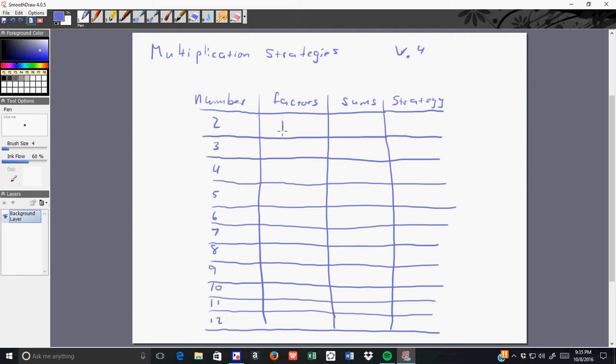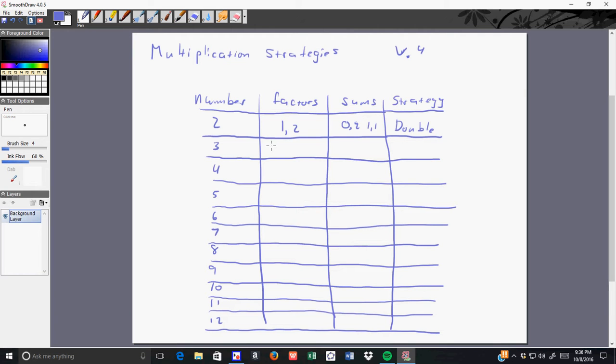The factors of a number are the numbers that multiply to that number. And 2 is a prime number, so it's only 1 and 2. And the sum is 0 and 2, because that means 0 plus 2, or 1 plus 1. All right, and the strategy is you're just going to double. So when we multiply a number, we're just doubling it, and so that's not really a strategy.